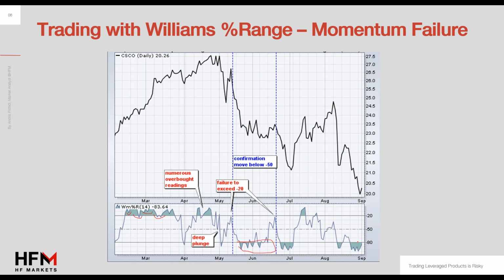The subsequent failure to rebound to the upside is a sign of weakness, a second and a third sign and a fourth sign. So for example, here it was 4 times. So it was a second and a third and a fourth sign of weakness.